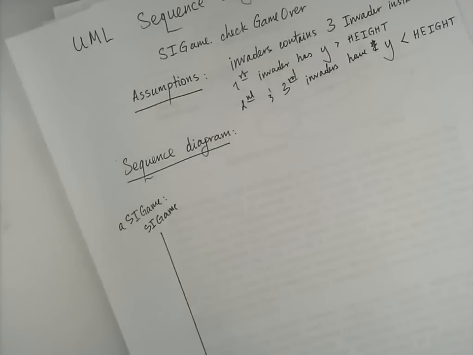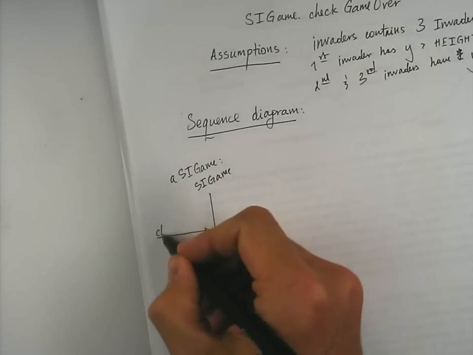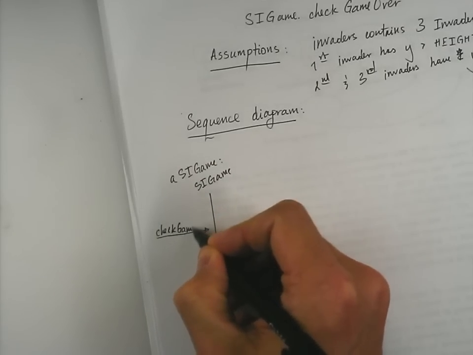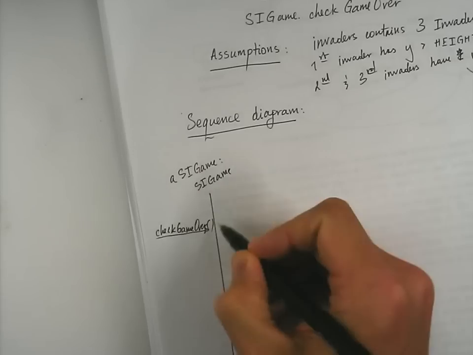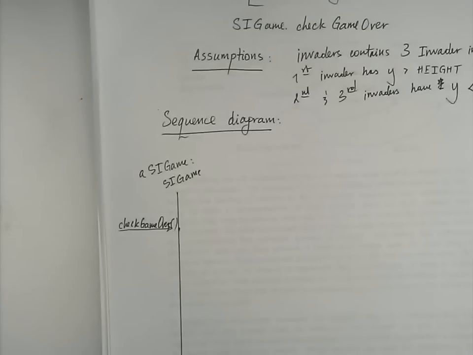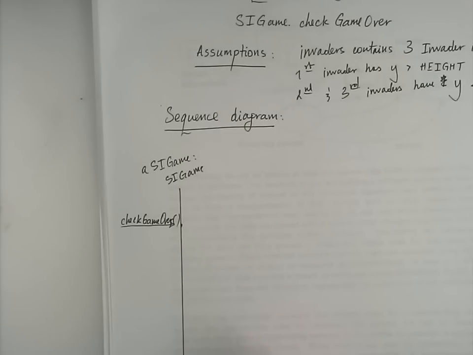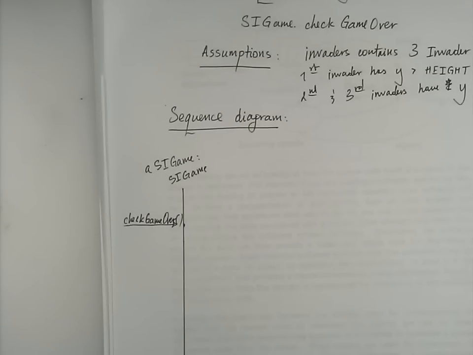So, I have this lifeline. Remember, time is going down. The first thing is, this method is going to get called, which is check game over. So now I'm at this point. What happens next? Does it just execute within this method and not leave it? I need another lifeline, but which object do I need?